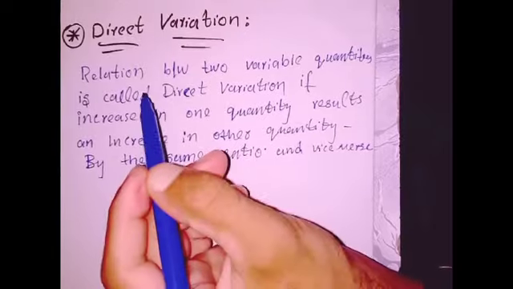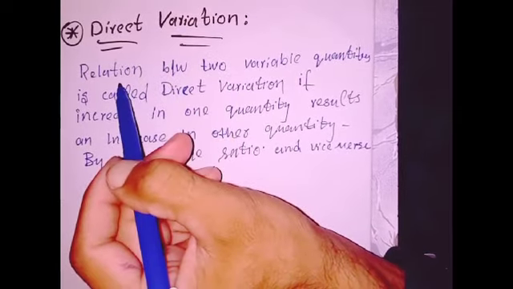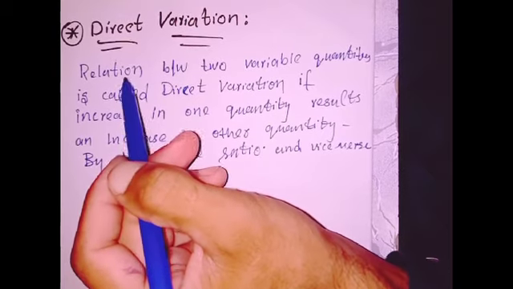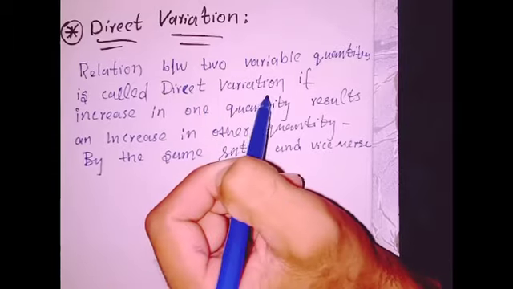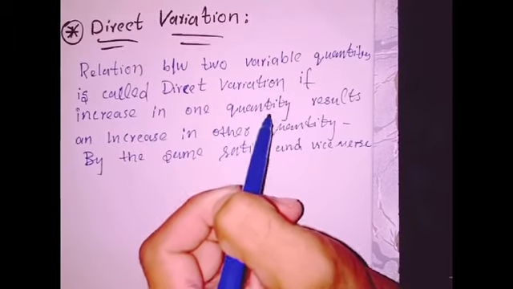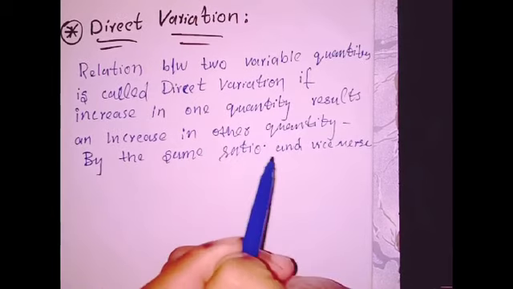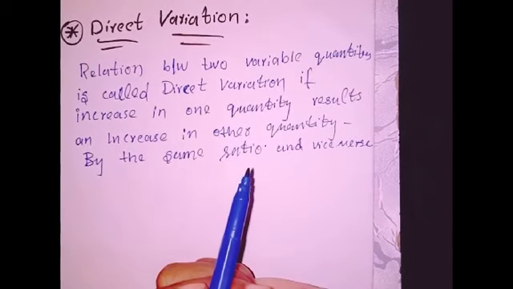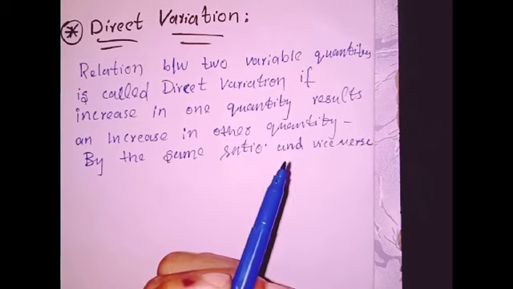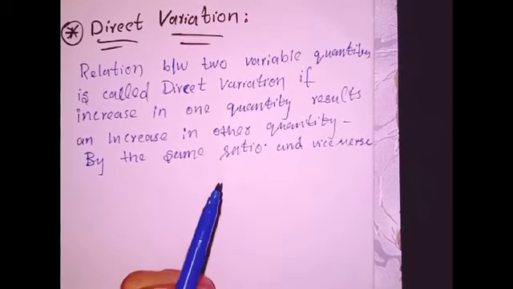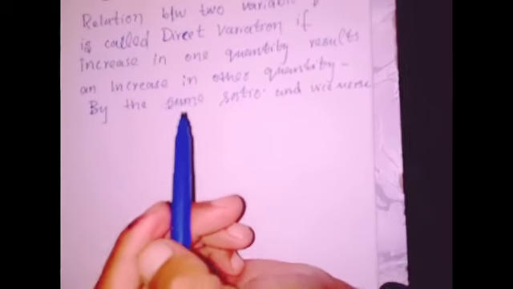Now we have the first type of variation, which is direct variation. The definition of direct variation is: a relation between two variable quantities is called direct variation if an increase in one quantity results in an increase in the other quantity by the same ratio. And the same way, if a decrease in one quantity gives a decrease in the other quantity with the same ratio, we can say it's a direct variation.